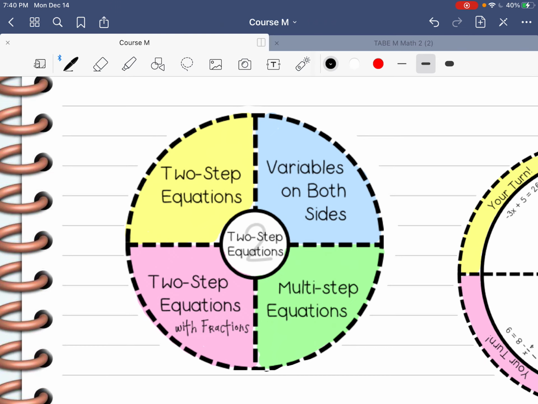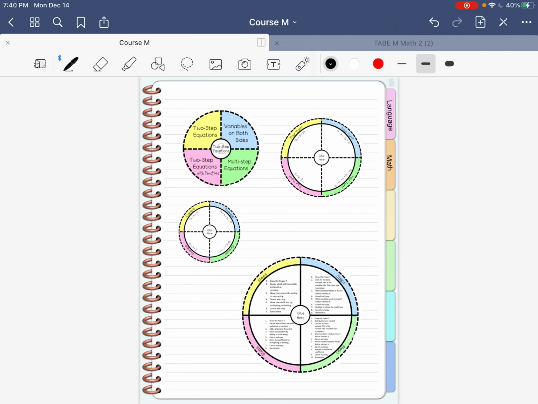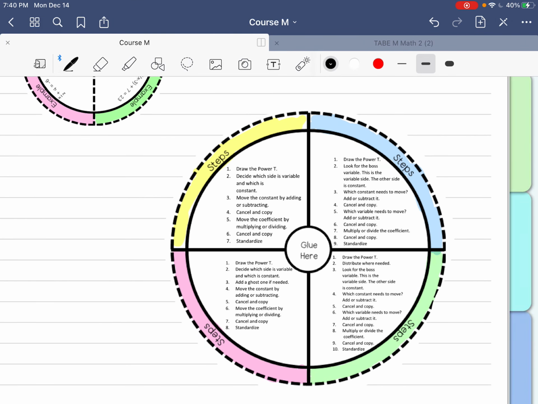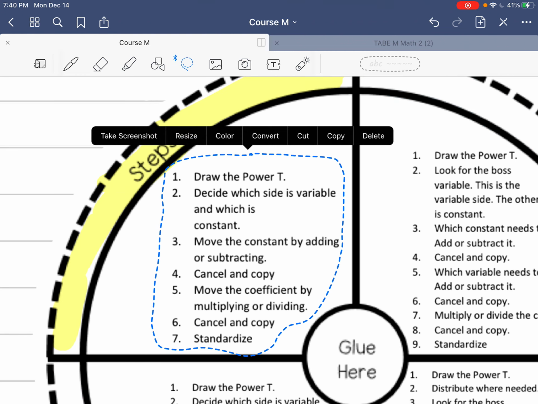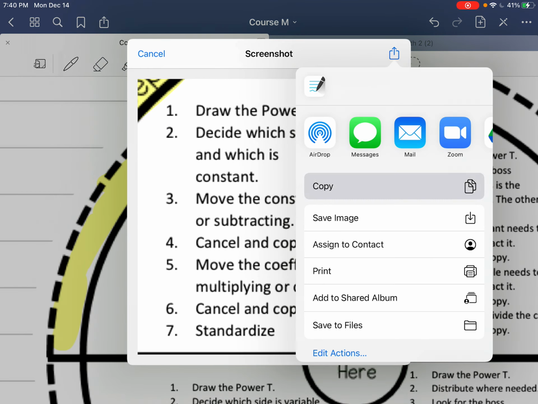So you need the piece item number 8, which has 4 of these circles again. Your largest one is the steps, and I went ahead and printed those in for you so you wouldn't have to copy those. And while I've got this up here, we're going to start with this first section, which to me is the yellow section. Let me just go ahead and take a picture of those steps so I can refer to those.